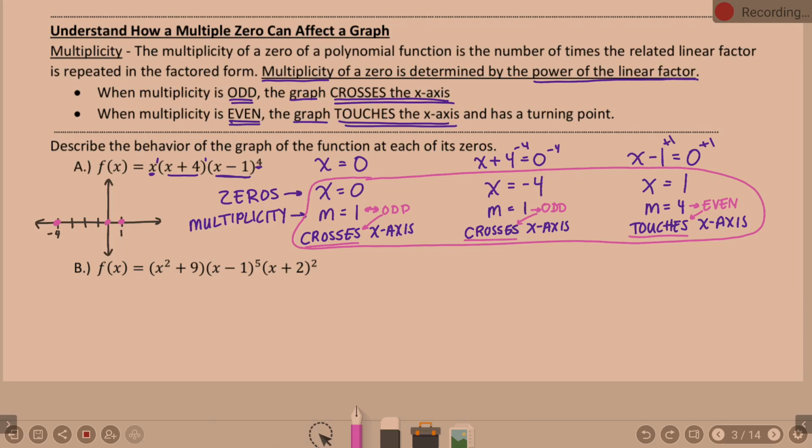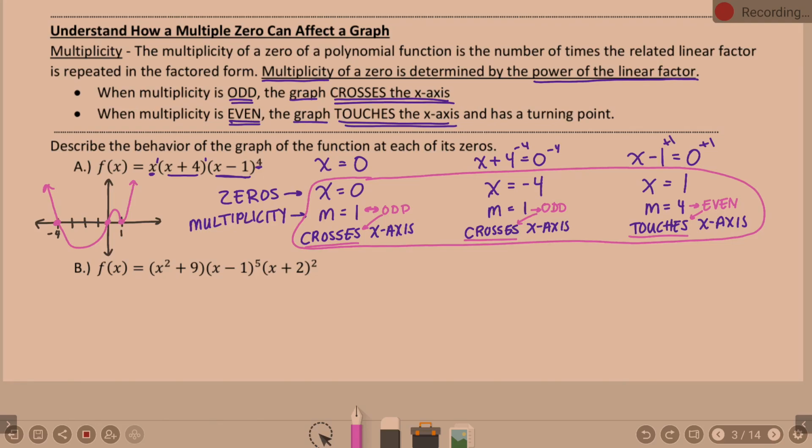Now, if we look at these, at negative 4, my graph crosses. At 0, my graph crosses. But at 1, my graph touches. And so what we're looking at is, we start up above, we cross, we touch, and go back up. That's the basic idea of just the general shape of what this graph would look like.